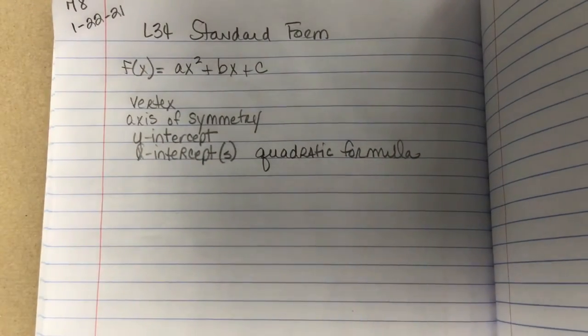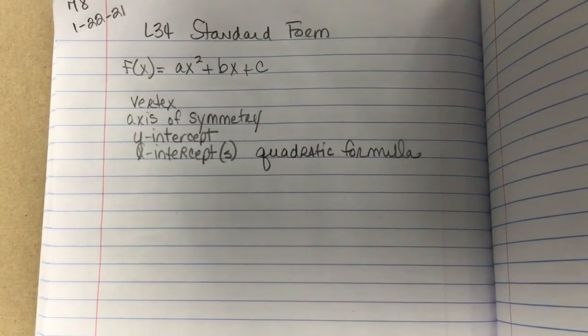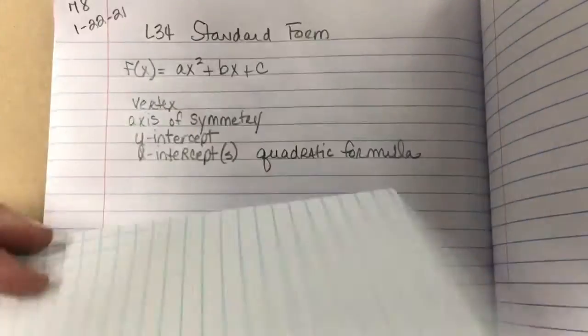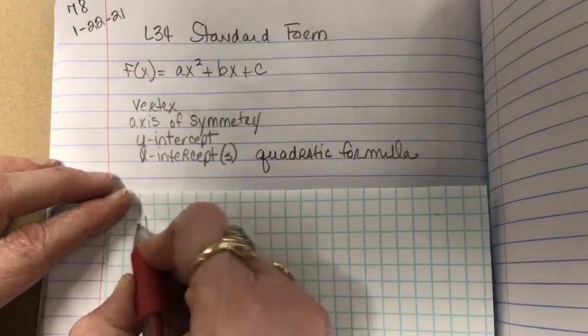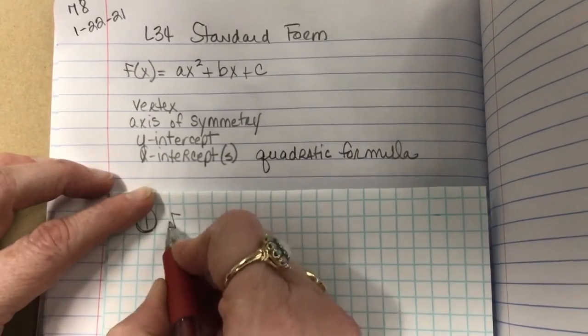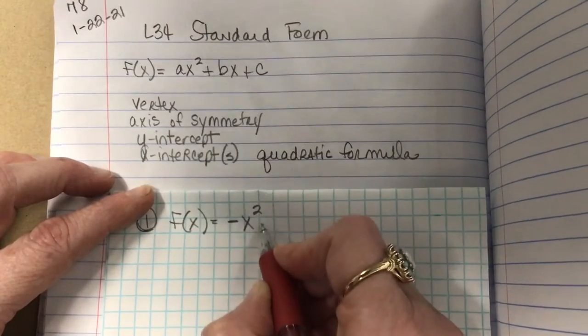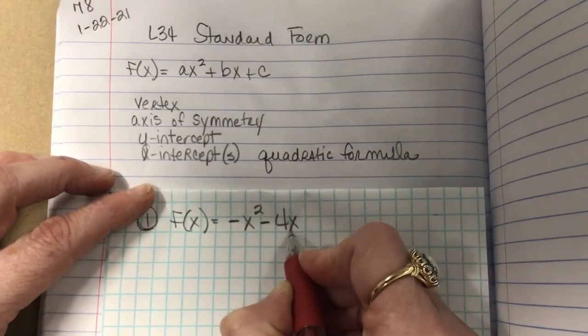Now, I was going to do 3. I don't have time, but we'll still just do it. We're going to do 1 on the front, and then we'll just do 2 in here. So number 1 is going to be f of x is equal to negative x squared minus 4x.